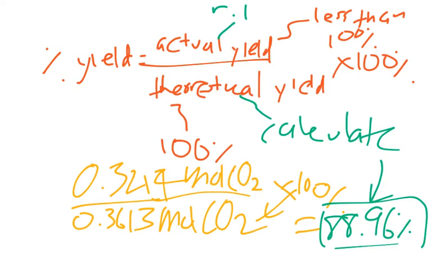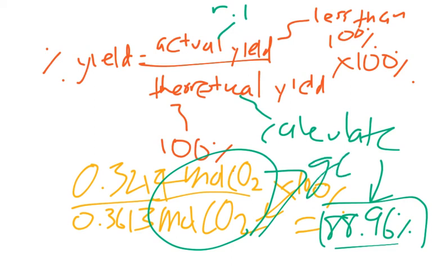And note that when you're comparing the actual yield and the theoretical yield, they have to be in the same units. So if you're comparing moles of CO2, they both better be in moles of CO2. If you're comparing them in terms of grams, then both of them better be in grams of CO2. So either way, they both have to have the same units on the top and the bottom. Because think about it, they have to cancel out, so they have to be the same.